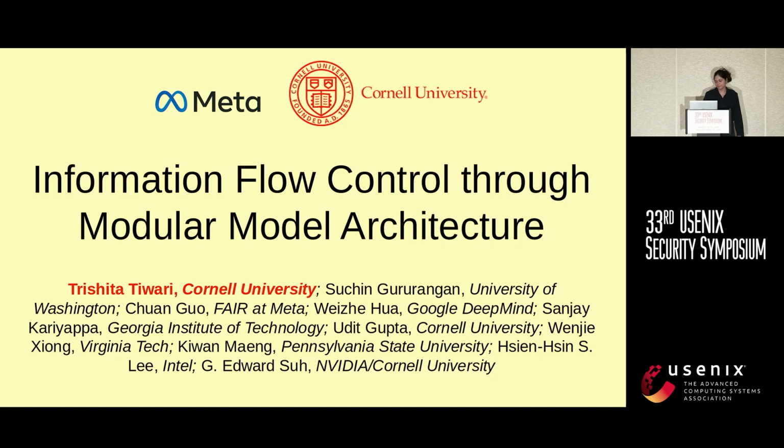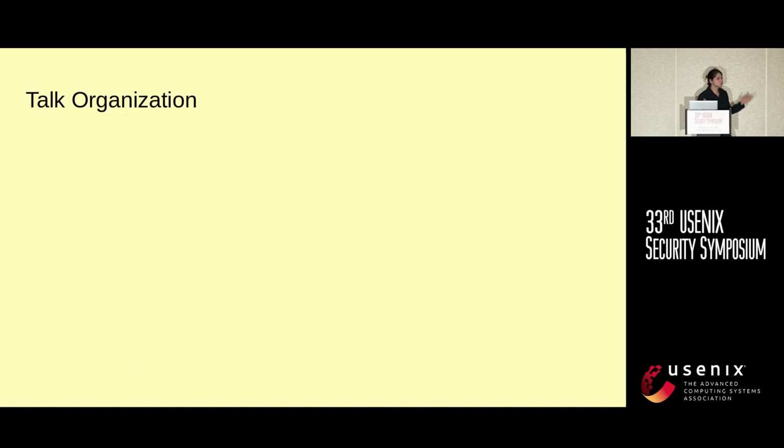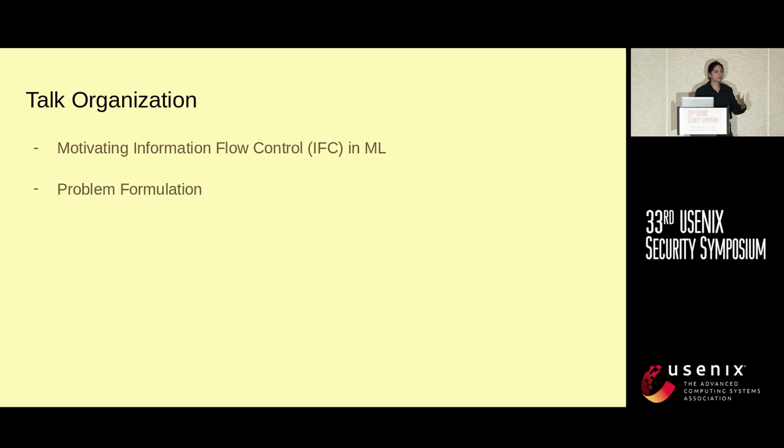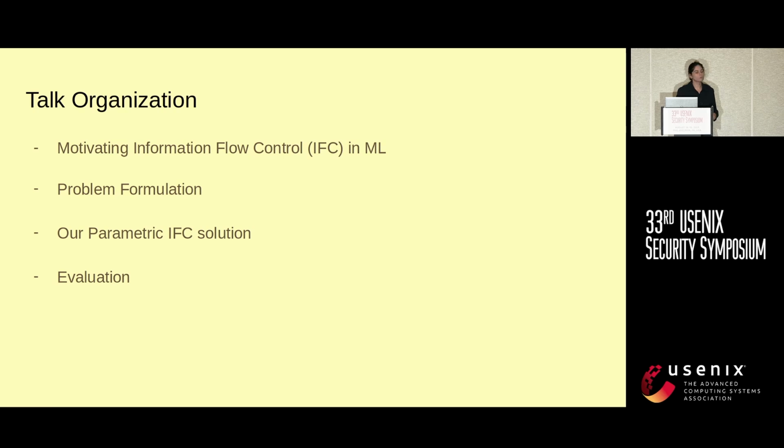model architecture. So this is going to be a four-part talk. The first part is going to be the motivation. So why do we need information flow control within machine learning? And then we're gonna formally describe the problem setup. After that, I am going to go over what our solution to this problem is, and then I will end with an evaluation of our proposed method.